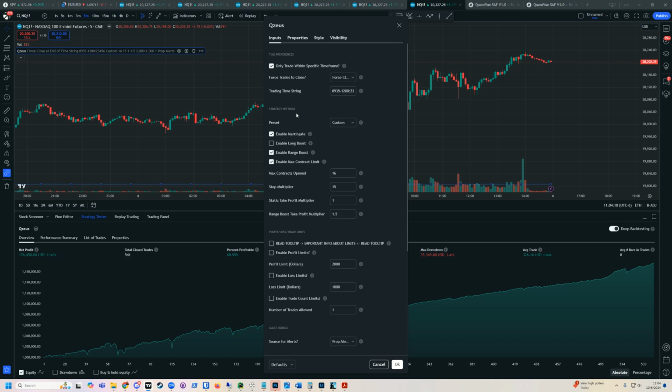Coming down to strategy settings. I'll talk about these presets in just a moment. For right now, let's go through the rest of this. Enable martingale. If you don't know what martingale is, essentially every time you have a loss, you double down the size of contracts. And it sounds really, really risky. And it is, in general, really, really risky.